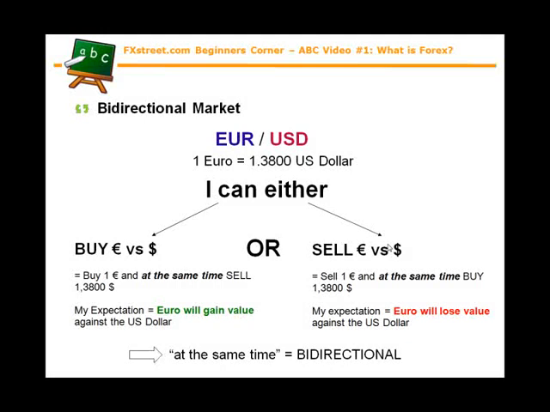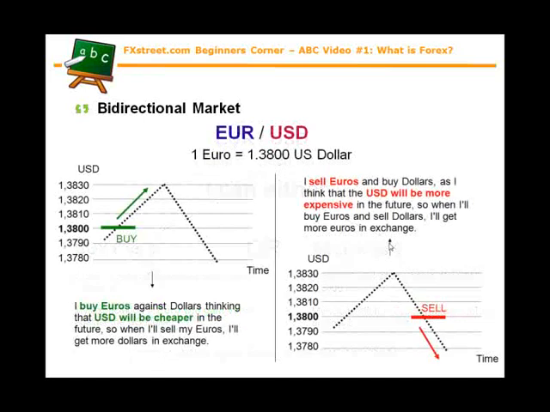You can choose to buy the euro against the American dollar with the expectation that the euro will gain value against its rival, or sell the euro and buy the American dollar, also called the greenback, with the expectation that the euro will be losing ground, that means value, against its American rival, and so be able to get more euros in exchange when you buy back your euros, okay?